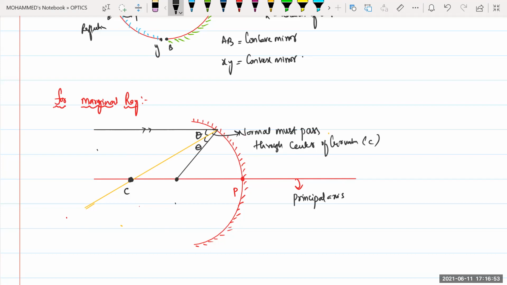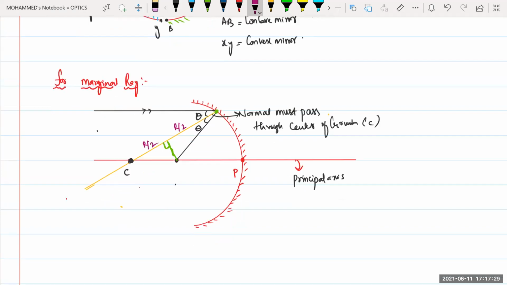Now this is the ray of light which is coming parallel. This is the angle of incidence theta. The angle of reflection is also theta. Drop a perpendicular here. This makes an angle of theta. The distance from here to here is the radius of curvature, so this will be r by 2 and this one is also r by 2. The total distance from C to the point where the ray strikes is the radius of curvature r, so that is exactly at the center. That is the reason I'm taking r by 2 and r by 2.